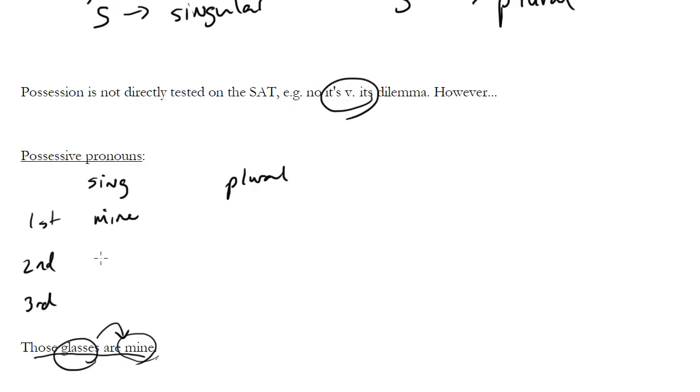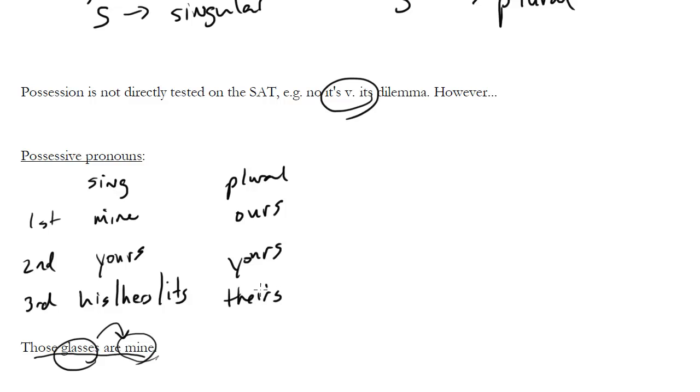Okay, so second person singular would be yours. And then we would have his, hers, or its. For the plural, we'd have ours, yours again for second person, and then theirs. Right? So that car is ours. That baseball bat is yours. That bonus is theirs, and on and on and on.